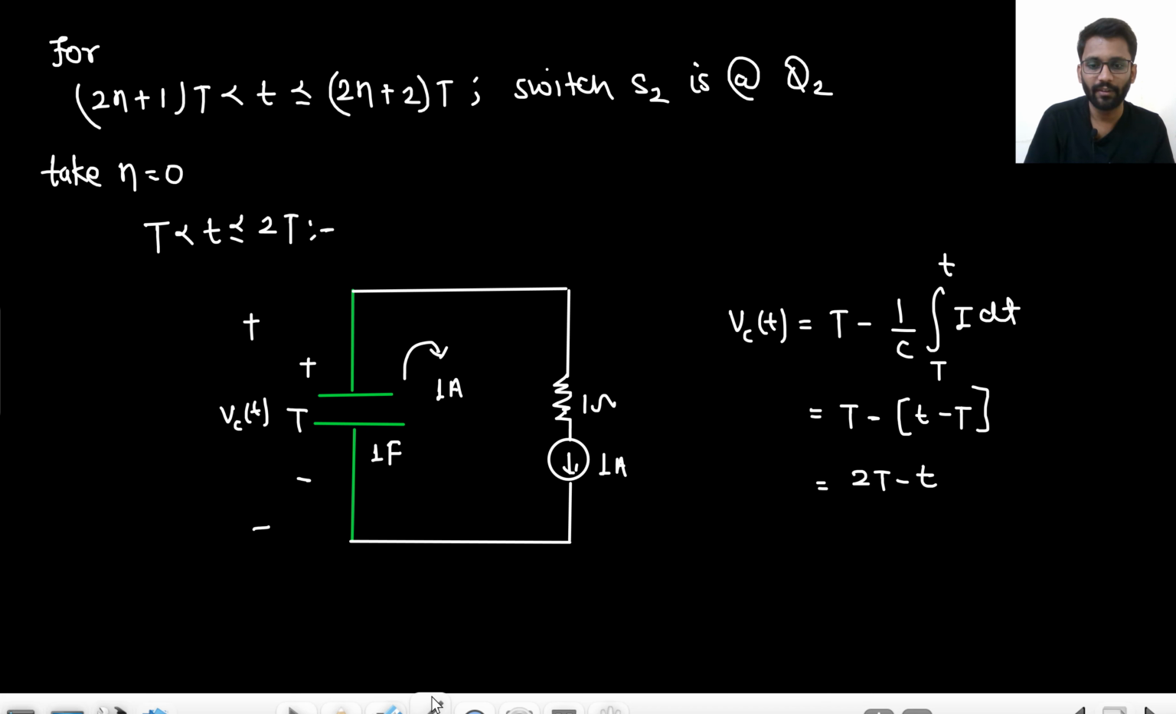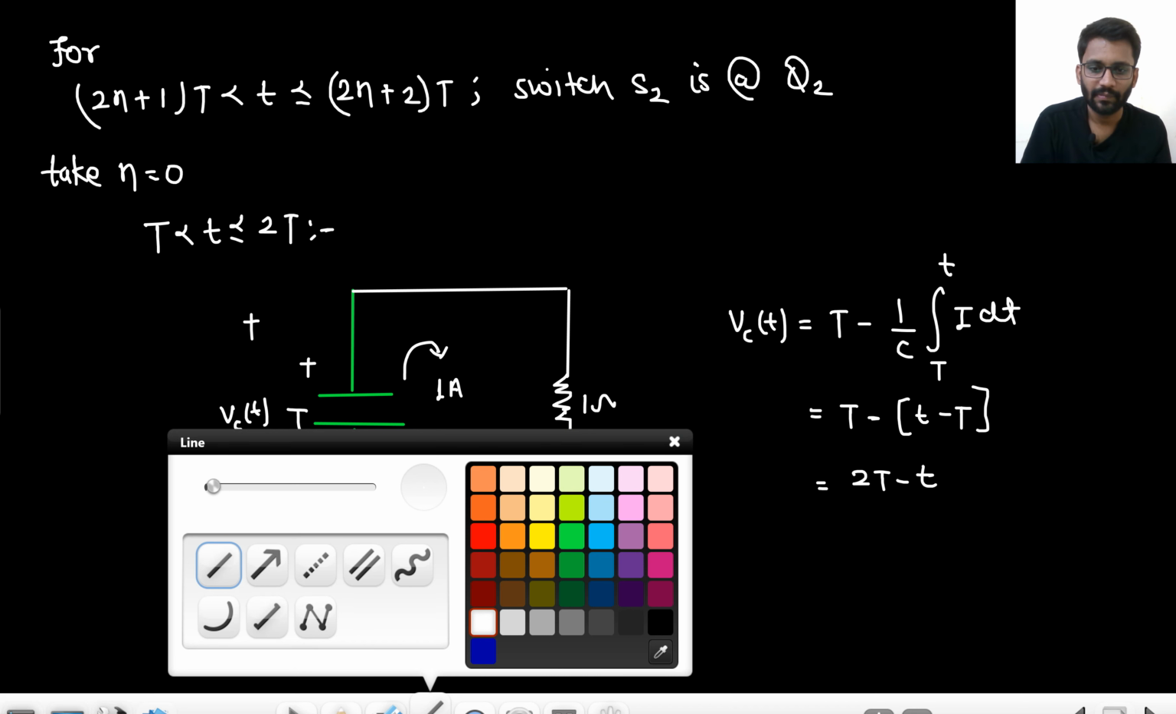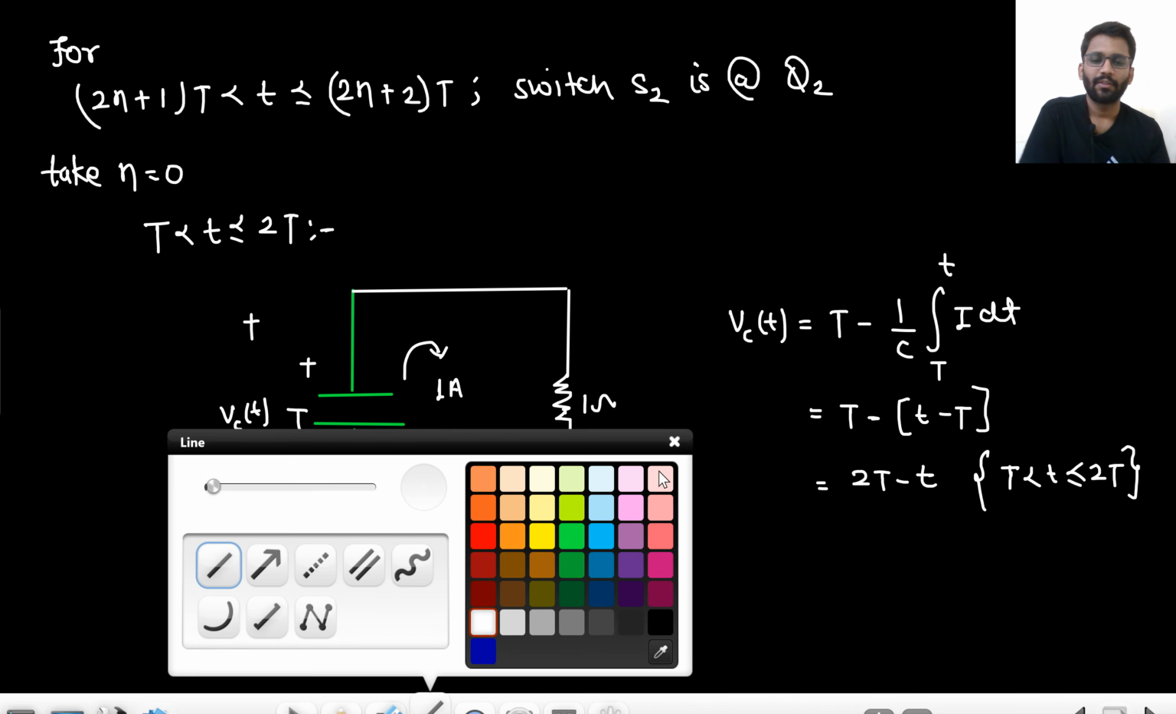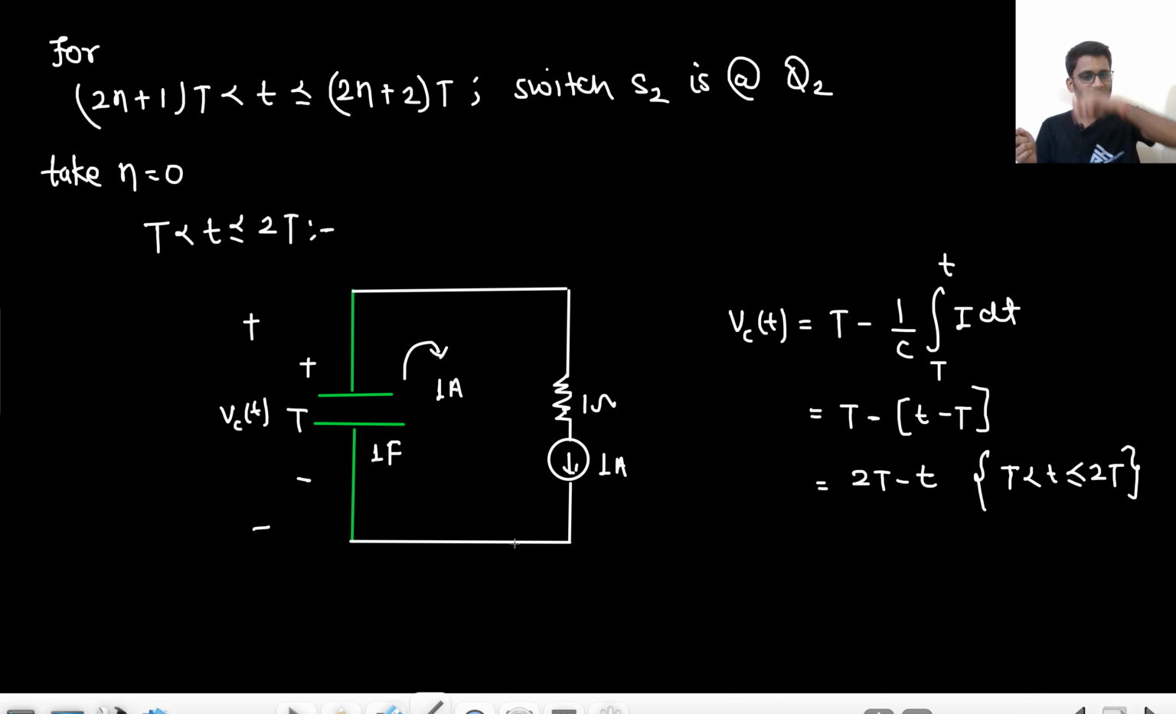So basically how will the waveform go? 2T minus T for time T to 2T, right? From time T to 2T. So basically you can see first 1 ampere current charges the capacitor. Now 1 ampere current is discharging the capacitor. So whatever voltage it has developed, the same voltage it will lose, right?